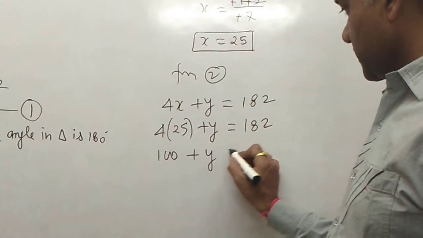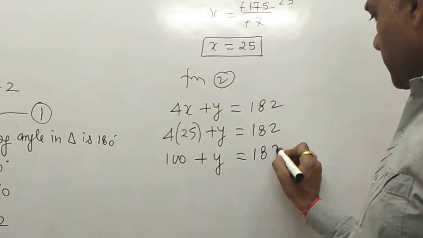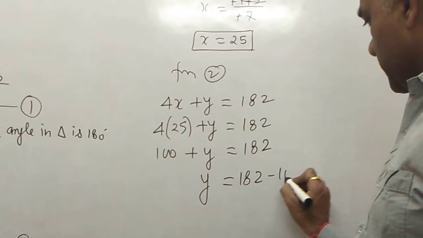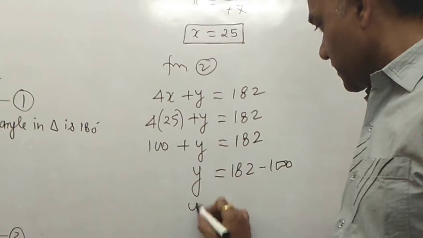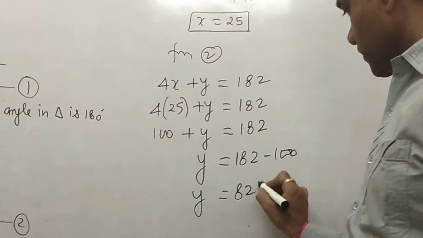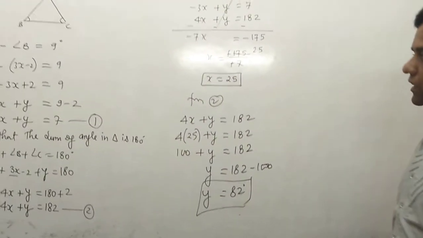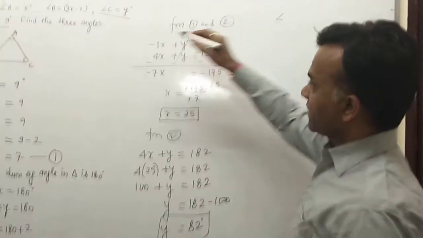425 is 100 and then 182 here. So y equals 182 minus 100, y equals 82. Okay, so you got the value of x and y, but you don't know the angle values, because now first we start to find the three angles.